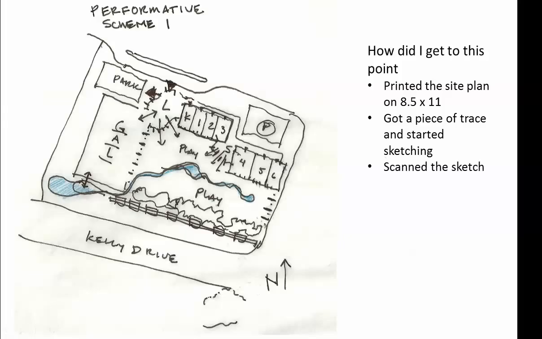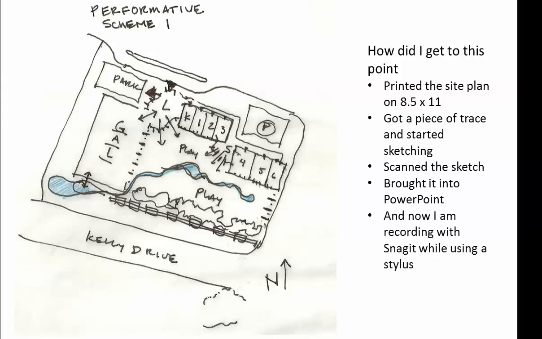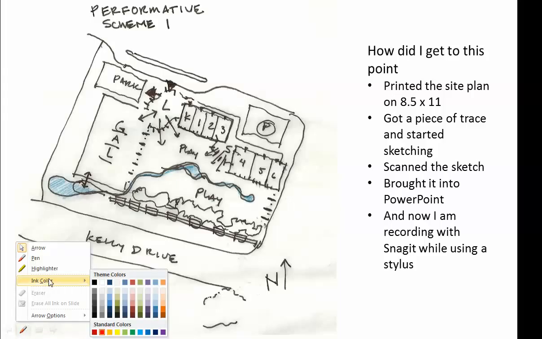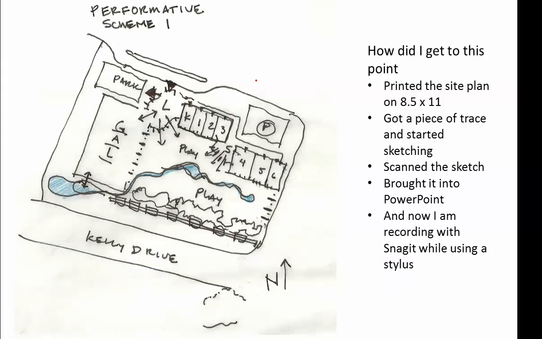I scanned the sketch. I brought it into PowerPoint. And now I'm recording with Snagit while using a stylus. Now you don't have to use a stylus. In fact, I'm going to do this without a stylus. But as you might know, down here in PowerPoint there is a pen command key, which allows you to draw pretty much like a normal drawing opportunity. So this is what I would like you to do in your video. I would like you to explain what you were trying to do in the scheme and then give me some details about the scheme that are pretty cool.